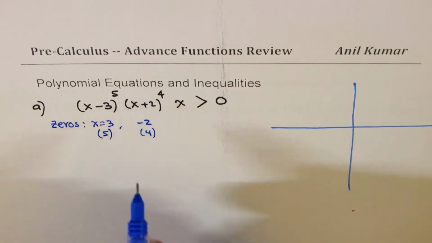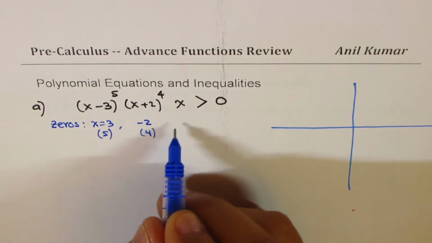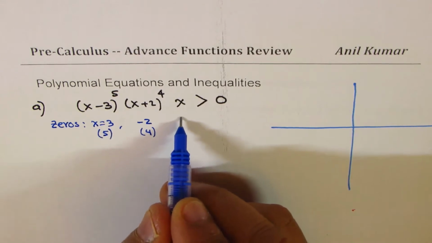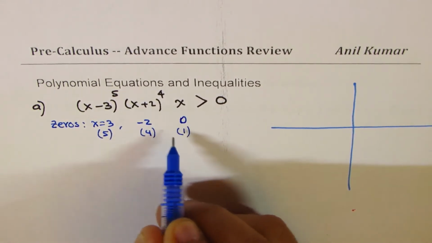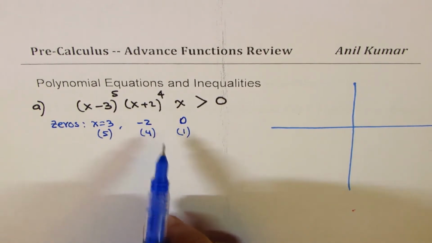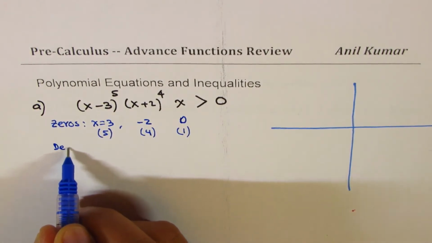That means it will turn. And here the order of the zero is 1, x to the power of 1. So it is at 0 and the order is 1. Right, so these are my zeros. Let us look into the degree of the function, right?